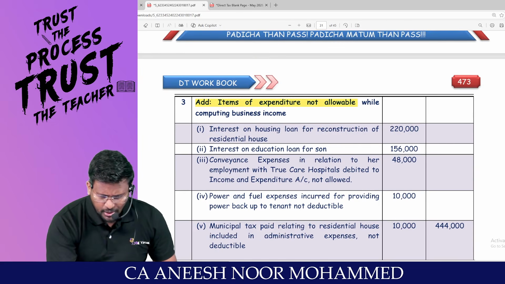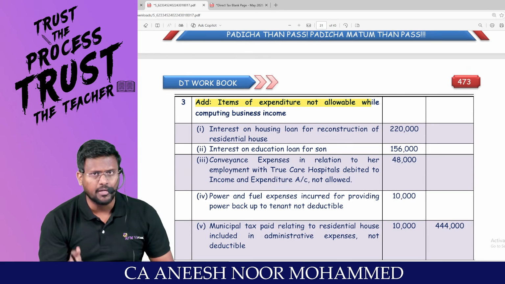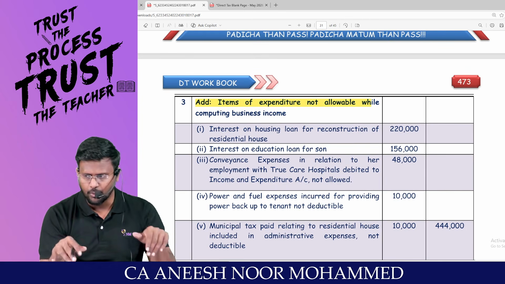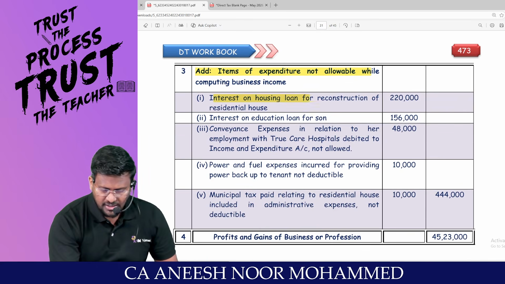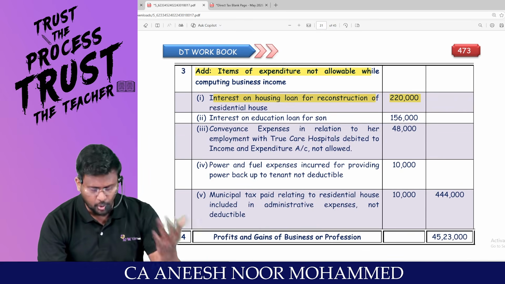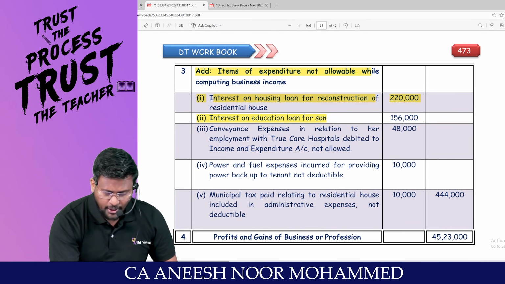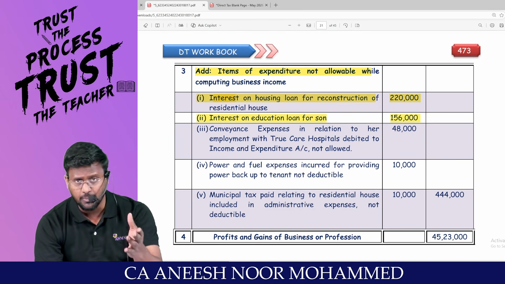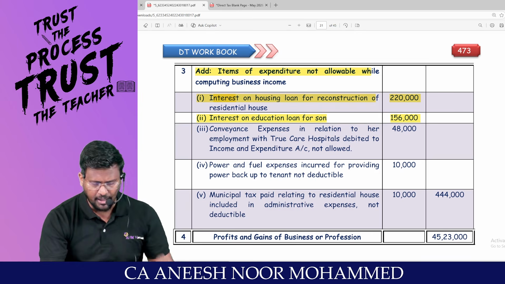My dear lovable students, this item has been unnecessarily debited to P&L account. Because of that, the net profit would have come down. Should be added back. For example, interest on housing loan. It's an IFHP item. It's not a PGBP item. Should be added back. Interest on education loan for son. It's a personal expenditure. Should not be debited to P&L. Should be added back.